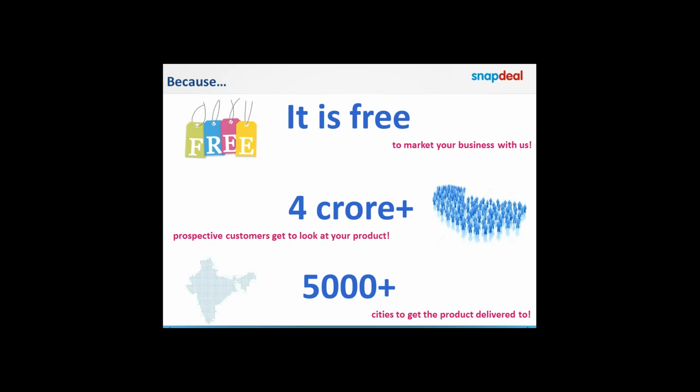The next point is that we fulfill orders to 5,000 plus cities pan-India. Snapdeal has got the most vast assortment, and we are able to ship products to 5,000 different cities across India. So if you are based somewhere down south, you will be able to sell the products to somebody who's based out of Jammu and Kashmir, and vice versa.